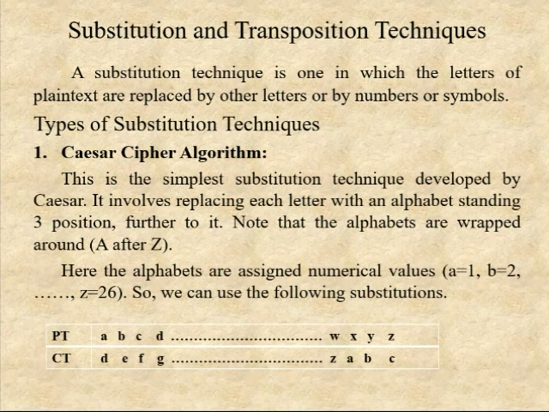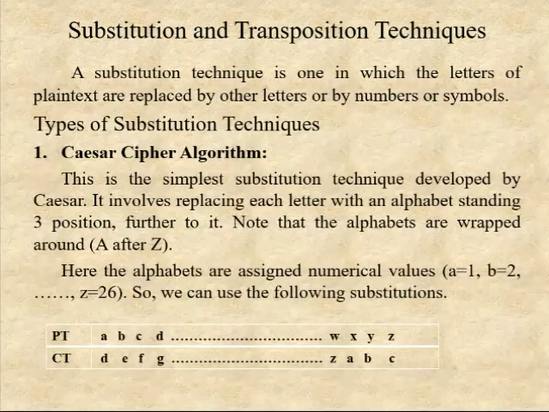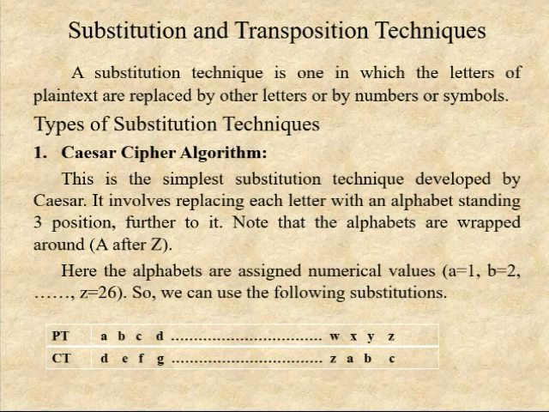Types of substitution techniques. The first type is the Caesar cipher algorithm. This is the simplest substitution technique, developed by Caesar. It involves replacing each letter with the alphabet standing 3 positions further on. Note that the alphabet is wrapped around, so A follows Z. Here the alphabets are assigned numerical values: A is 1, B is 2, and so on, Z is 26. So we can use the following substitutions.